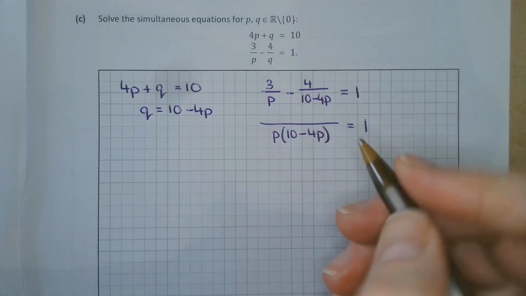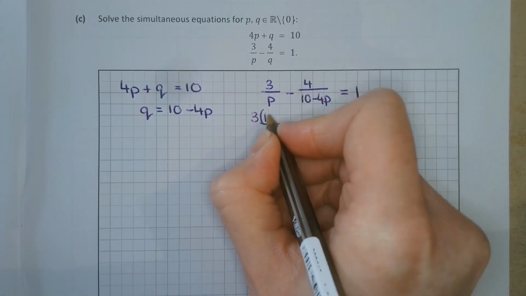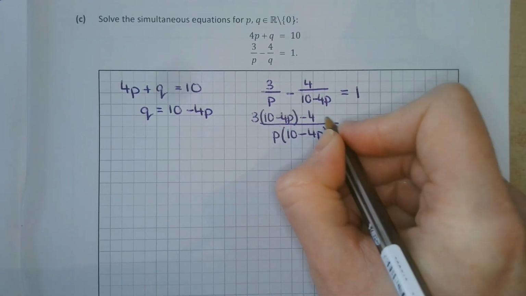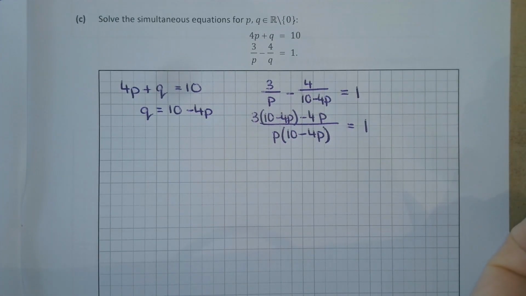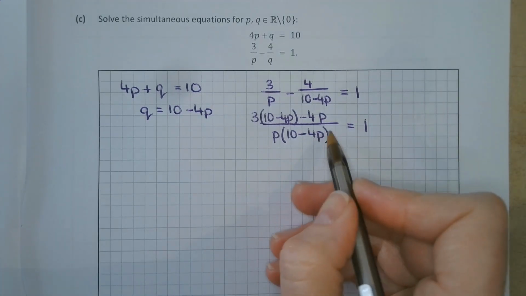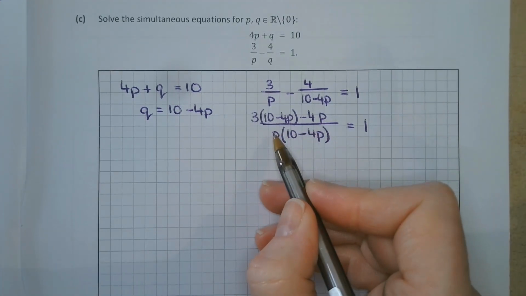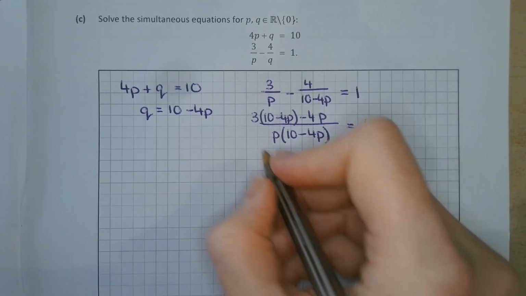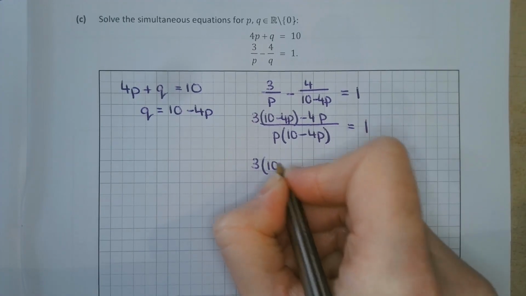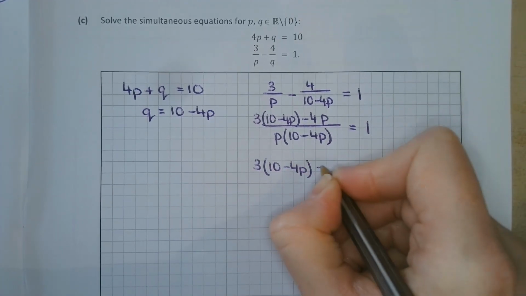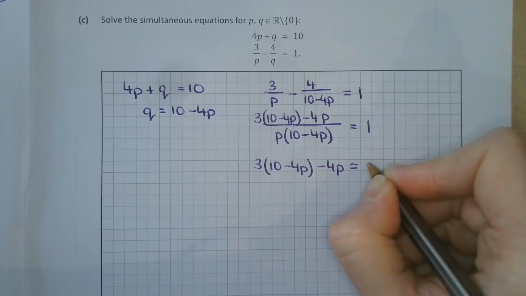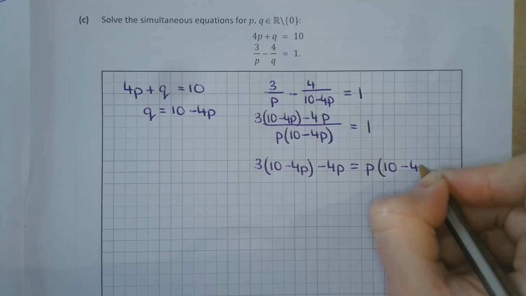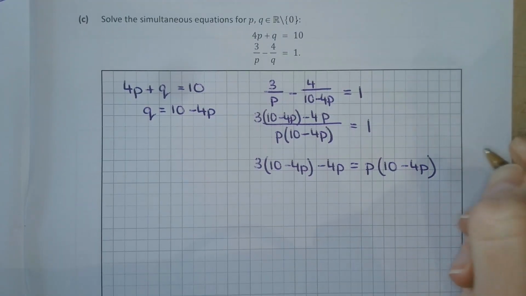So getting our numerator on the top, it's going to be 3 multiplied by 10 minus 4p minus 4 times p. And that brings our fractions together. After that, then, we can eliminate the fraction. We can multiply both sides by the denominator that's here, bringing it up over to the other side. So we end up with 3 multiplied by 10 minus 4p minus the 4p equals, and then 1 times p times 10 minus 4p. Okay, so we've eliminated the fraction there.